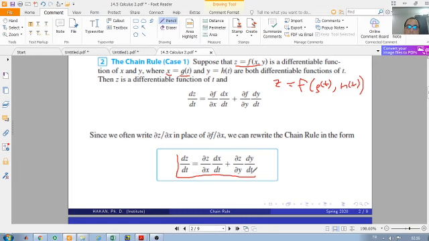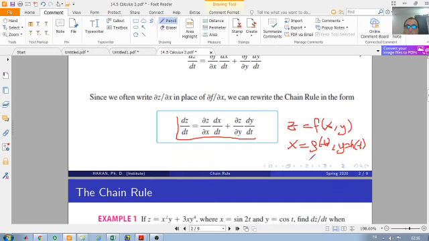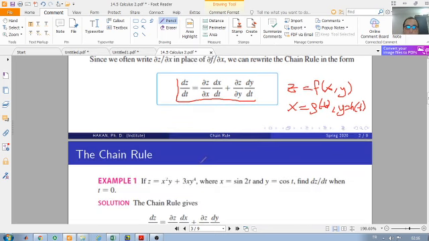And similarly, it is valid for the variable y, where z is equal to f of x, y, and x is equal to g of t, and y is equal to h of t. Both x and y are differentiable functions of t.